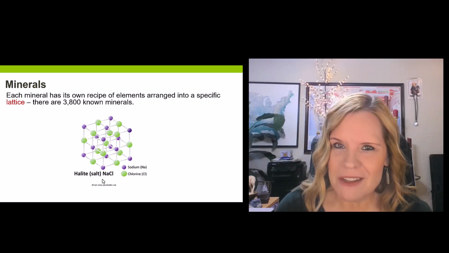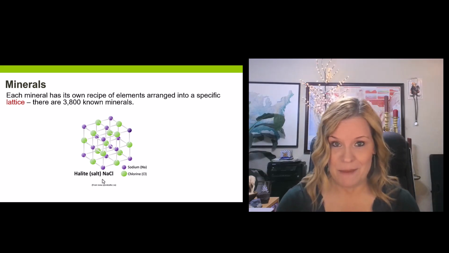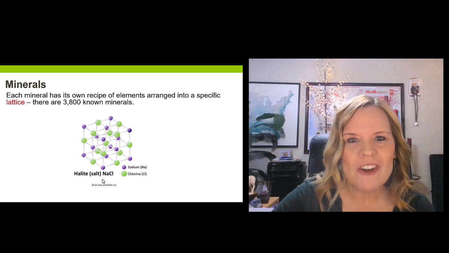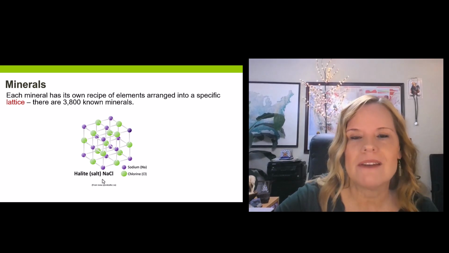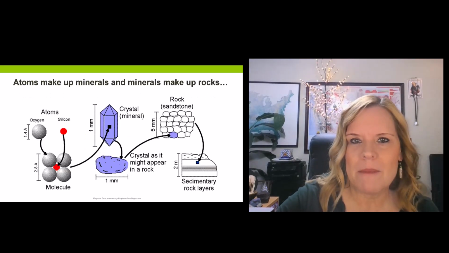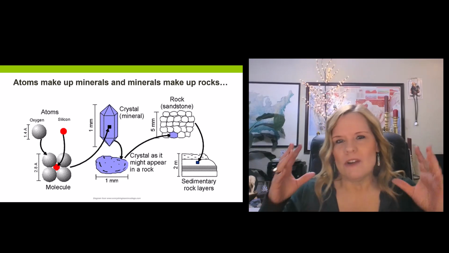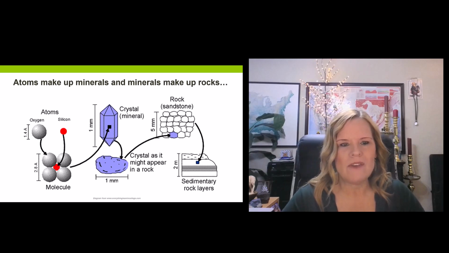So let's be realistic. A majority of these minerals are rare. They don't happen very often, and when they do, they're kind of a big deal. But others are fairly common on the planet. In fact, there's about 30 to 40 of them that are super common that make up a majority of Earth's crust. So I do want you to think very granular, tiny, when we're talking about minerals.